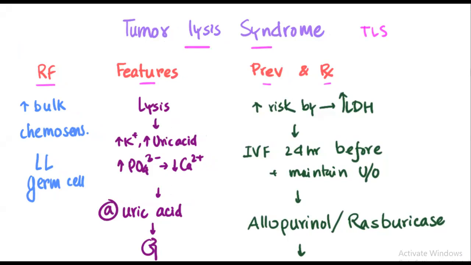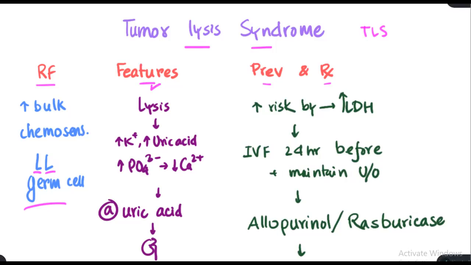First, the risk factors. Tumor lysis syndrome happens with tumors that are bulky, big-sized tumors, or tumors that are chemosensitive. So tumors such as leukemia, lymphoma, and bulky germ cell tumors are common causes of tumor lysis syndrome, because when you give a high dose of chemotherapy to those tumors, there is a massive lysis of the cells, and that releases multiple intracellular contents. So that is given in the features.